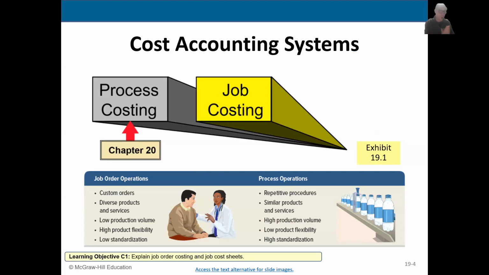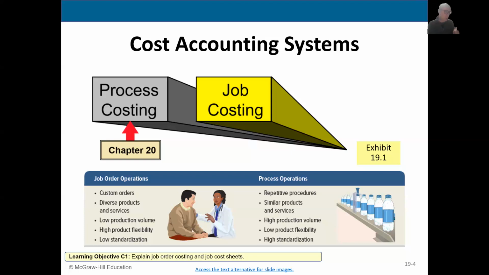Job order costing is based off of a customer's specific order. A customer places an order with a company to build a specific product. The example I'm going to use here is Toyota, the automobile manufacturer. Toyota makes a lot of different vehicles. They make sedans, SUVs, trucks, etc.